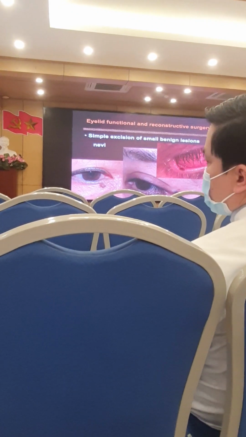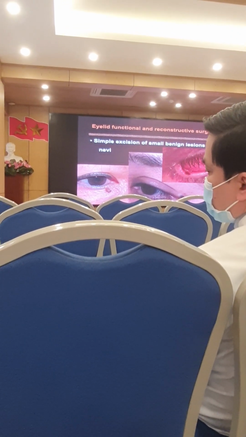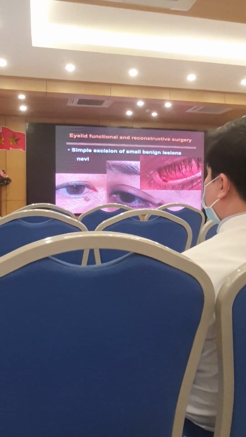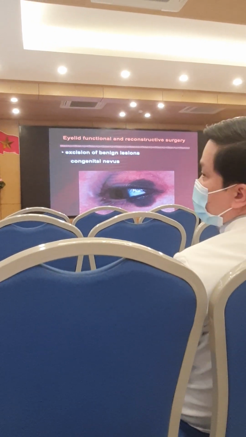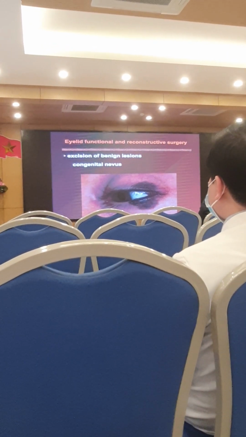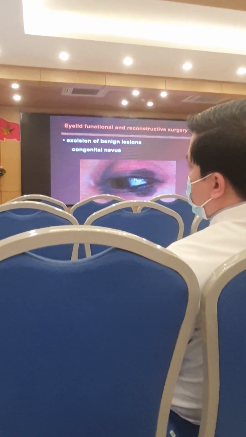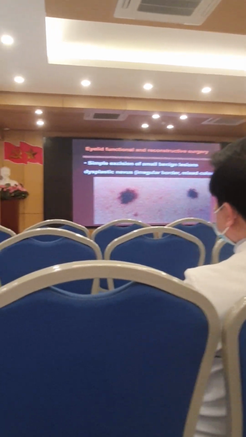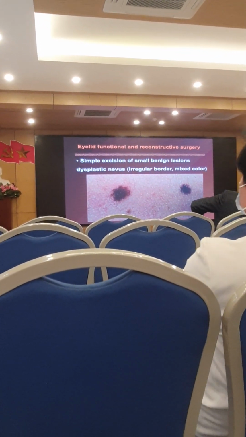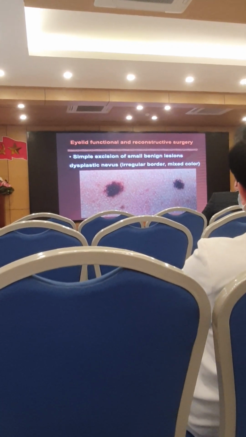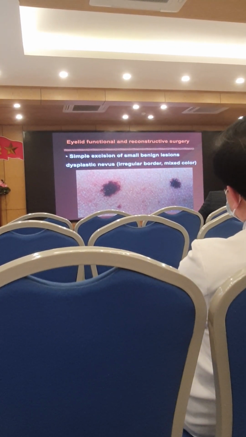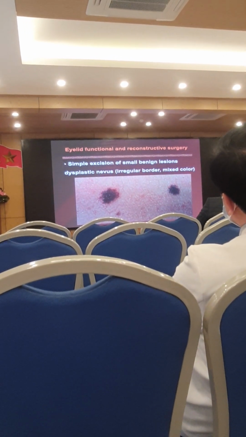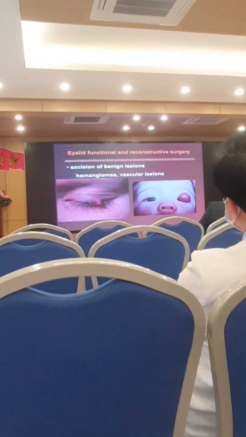A nevus is a benign lesion that contains increased melanocytes. Some of these can later convert into melanomas, but that is rare. And some of these are benign congenital nevi. These do have a higher incidence of conversion into melanoma later in life. A dysplastic nevus has an irregular border or mixed colors or some strange ulcerations or bleeding or vascular changes. These are called dysplastic nevi, and they have a higher incidence of conversion into melanoma and should be excised.